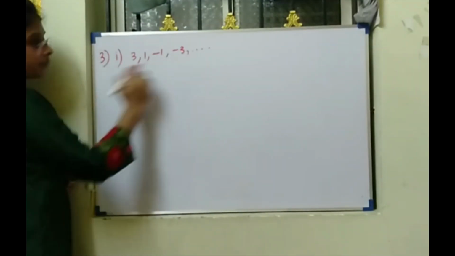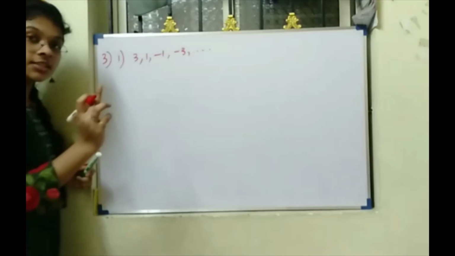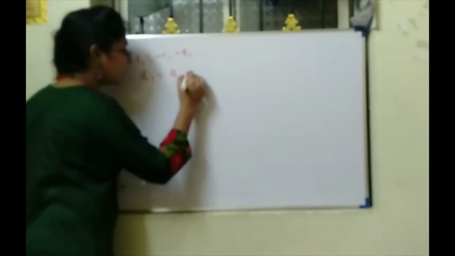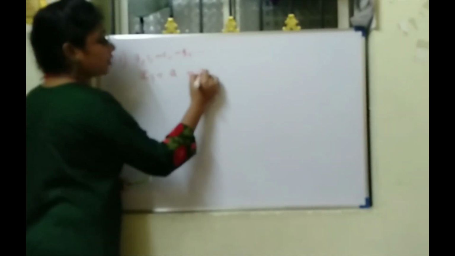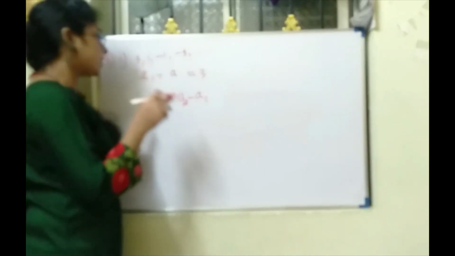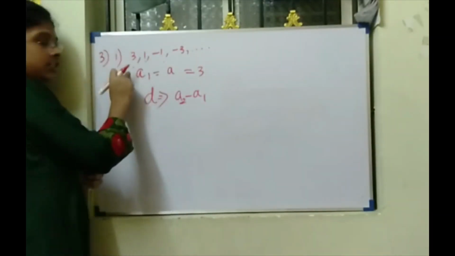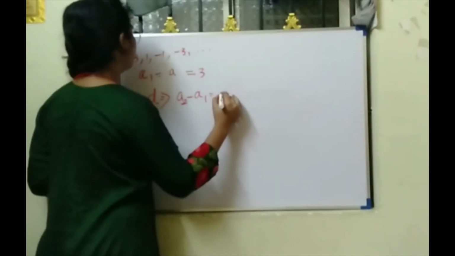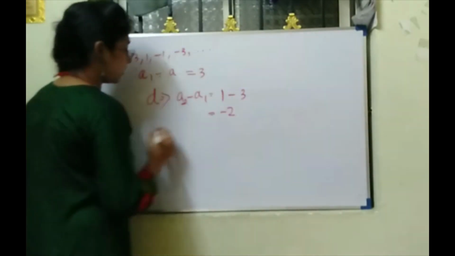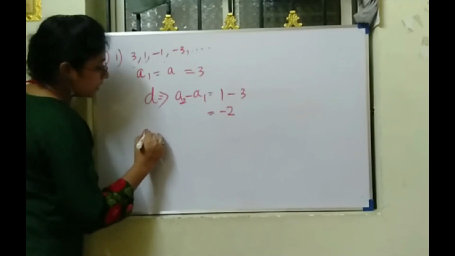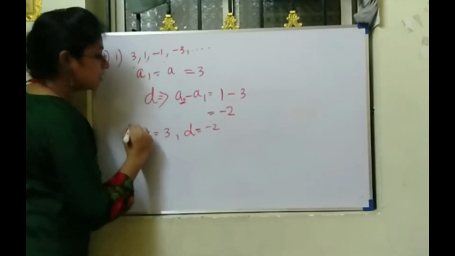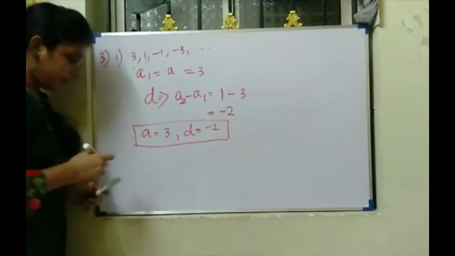So this is the first question. What is the first term of this sequence? Yes, you're right. A1, which is A, is equal to 3. Then what is the common difference? How to find the common difference? The second term minus the first term will be the common difference. The second term is 1 and the first term is 3, so the answer will be -2. So the first term is 3 and the common difference is -2. This is the required answer.